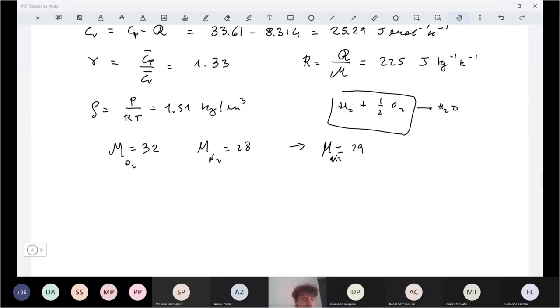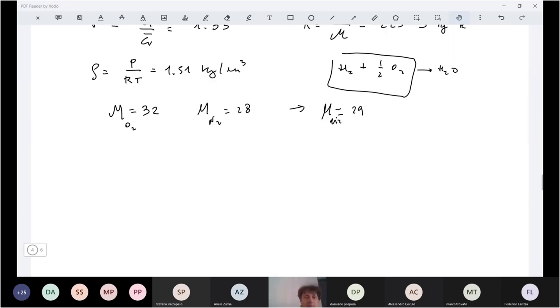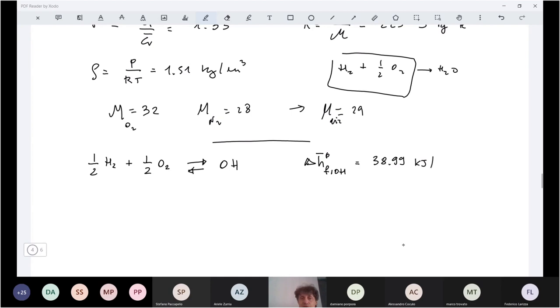So the next step will include the chemical equilibrium. And similarly to what was requested before, what we are considering now is a different reaction, but always with H2 and O2. We consider this reaction where we have H2 and O2, which form OH. We know that this is an endothermic reaction, so the heat of formation is, in this case, positive. And this is the molar one, 38.99 kilojoule per mole.